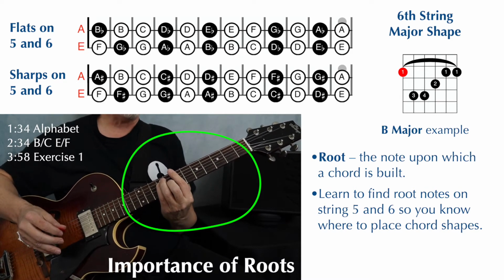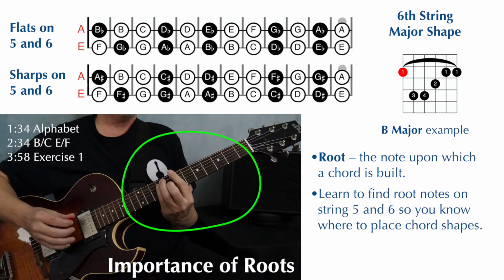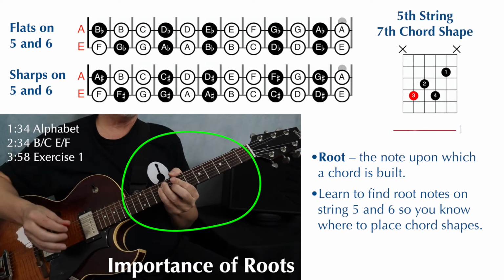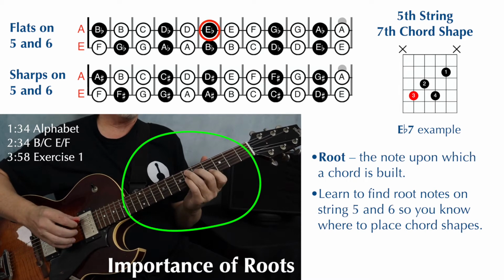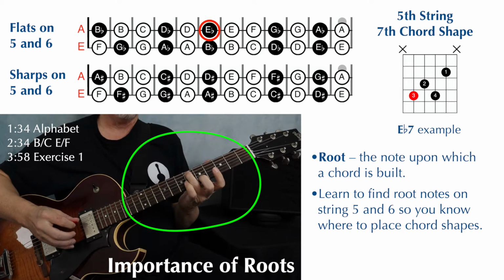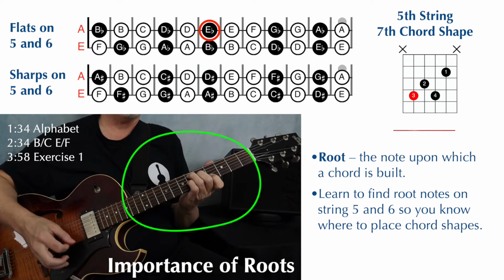Or to play an E flat 7 on the 5th string, you would form that 5th string dominant 7 shape I showed you on page 4, very briefly, and move it so that you're playing the E flat on the 5th string as the root note of that shape.